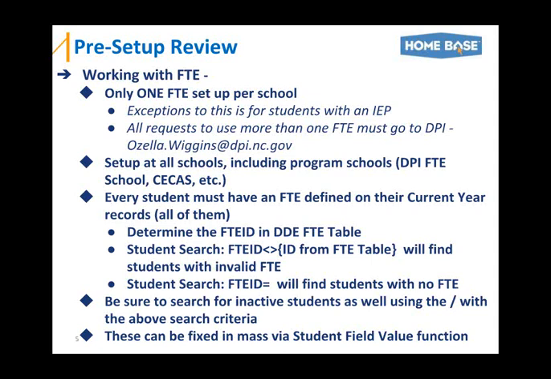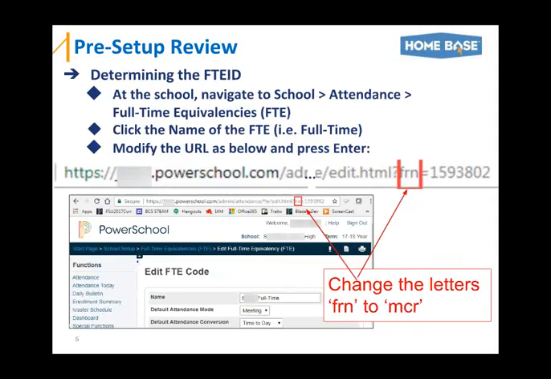One other thing before we jump in is that you make sure that you're looking at the inactive students as well. So make sure you use that forward slash when you're looking at all those searches in the steps above so that we are dealing with all of our inactive students as well. These can be fixed in mass if you use a student field value function once you find all those kids that don't have it. It'll be an easier way for us to grab them and mass change it.